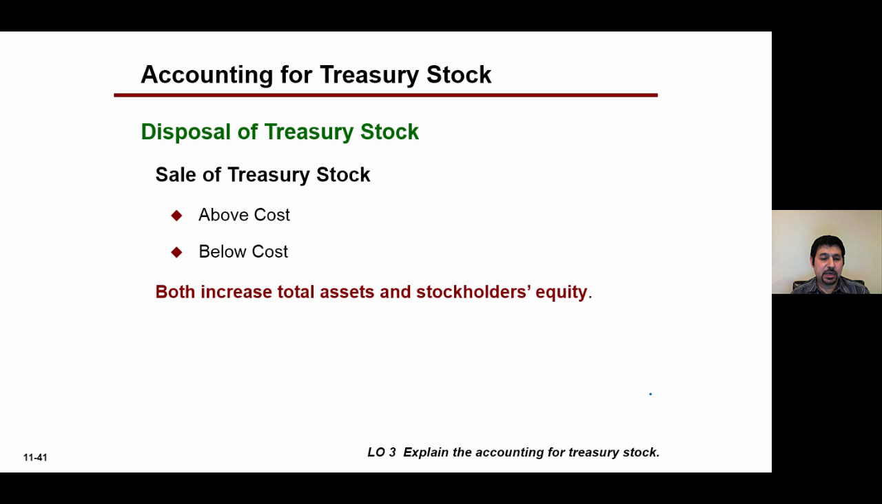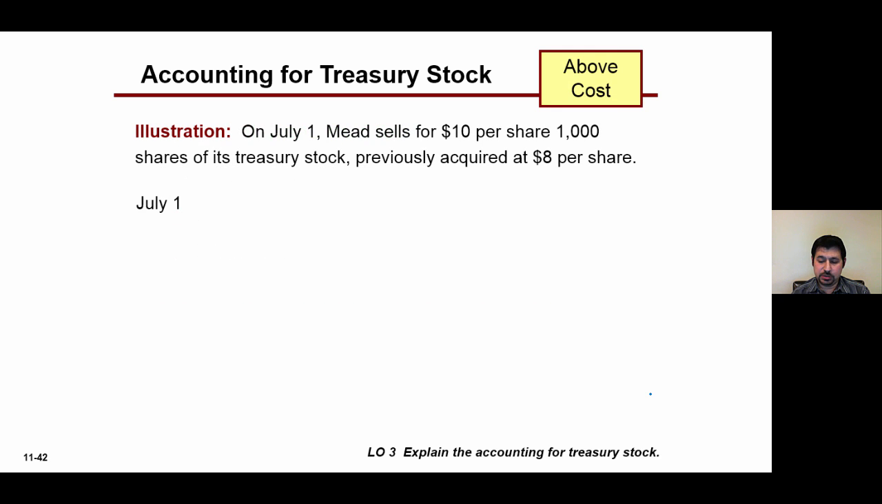And companies might sell treasury stock either above cost, this is above the price that was paid to purchase them, or below cost. And the accounting for the sale of treasury stock will differ whether it was sold above cost or below cost. So this one is above cost.